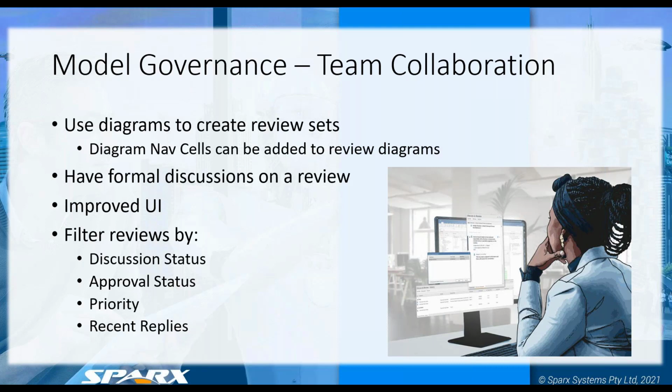We have updated the UI for the formal review section, so a lot more information at your fingertips now to get a grasp on what reviews are out and available. So you can filter reviews by discussion, approval, priority, recent replies, etc. You can see who the approvers are in a drop-down list, and multiple other things that are really cool there.